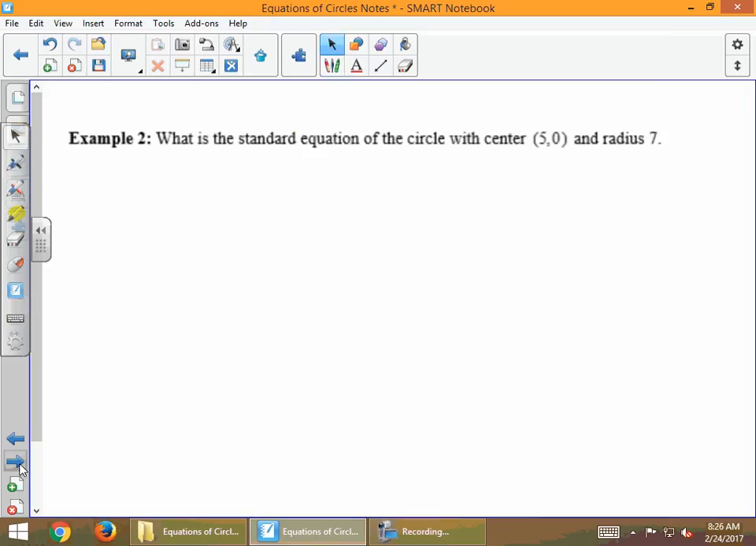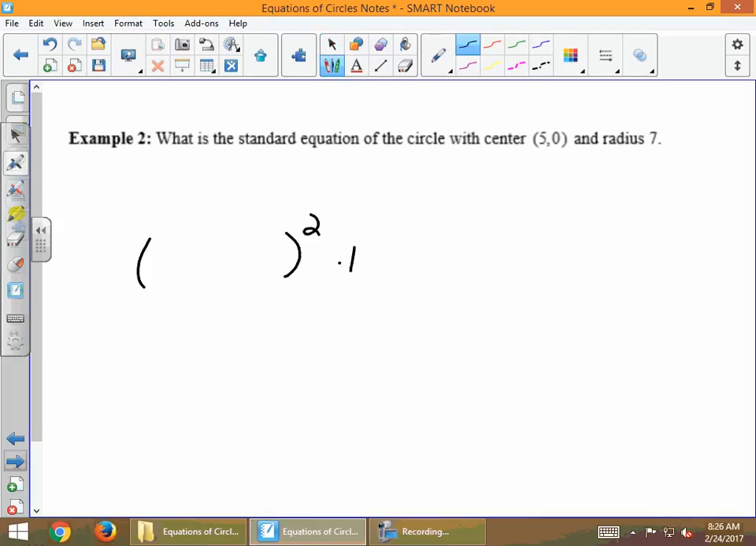In this next section, we want to write the equation of a circle, and it has the center 5, 0, and the radius is 7. So go ahead and I like to write the bones, the skeleton. Okay. This is always going to be an x. This is always going to be a y. Every time. Set it up that way.